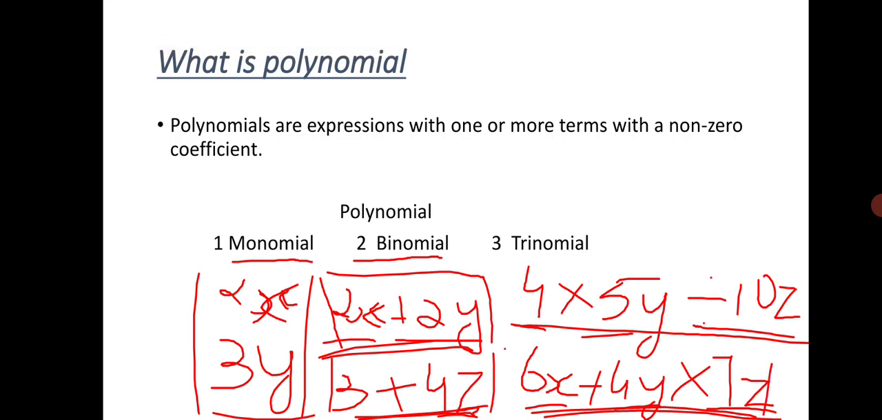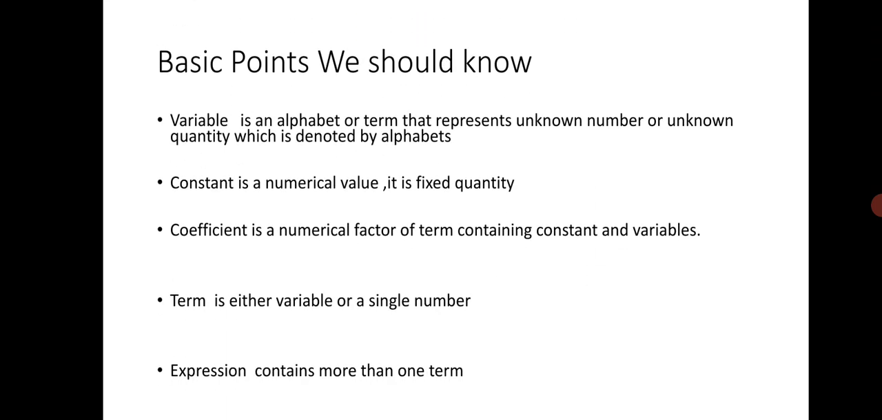Come friends. And the basic points we should know about this chapter. We should know variable, constant, coefficient, term, expression. What is a variable, what is a constant, what is a coefficient, what is a term, what are expressions. These 5 points we should know.